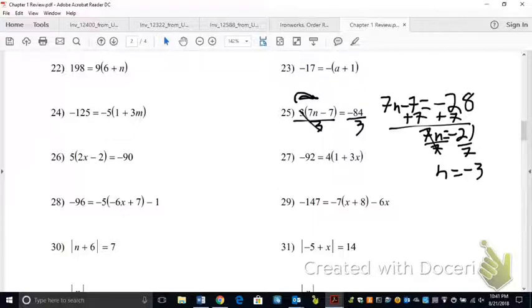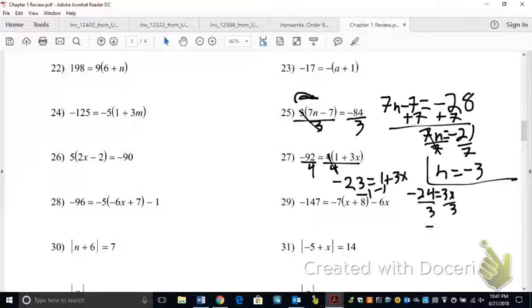Now remember, this can only work, so 25, 27 it works, 29 it won't, and we'll get to why that won't work. So 27, we have negative 92 equals 4 times 1 plus 3x. I'm going to divide by 4. Negative 92 divided by 4 is negative 23. Negative 23 equals 1 plus 3x. We're going to subtract 1, and so we get negative 24 equals 3x. We're going to divide both sides by 3. We get negative 8 equals x.